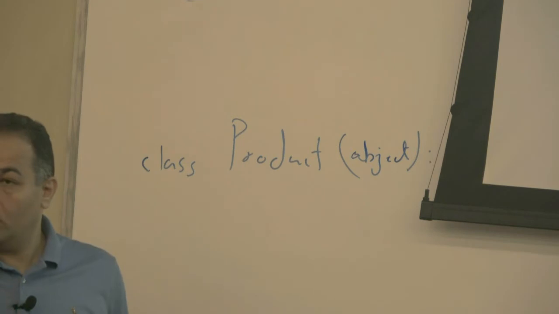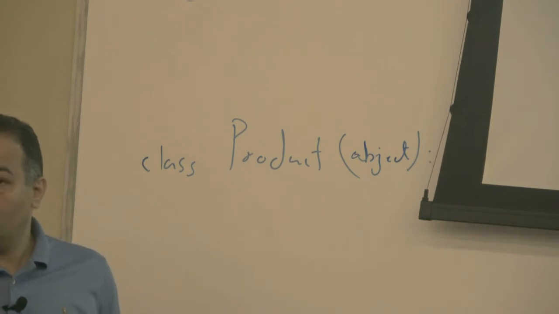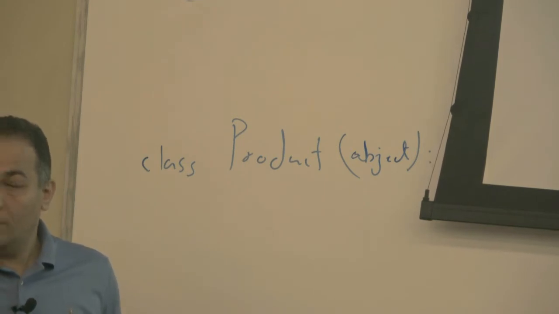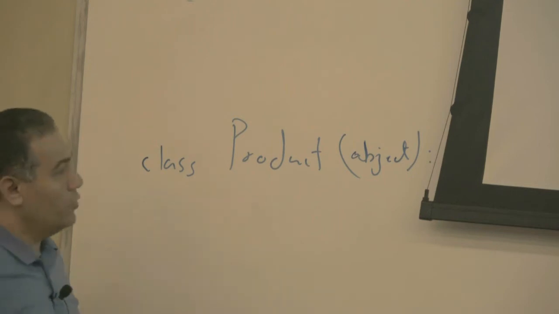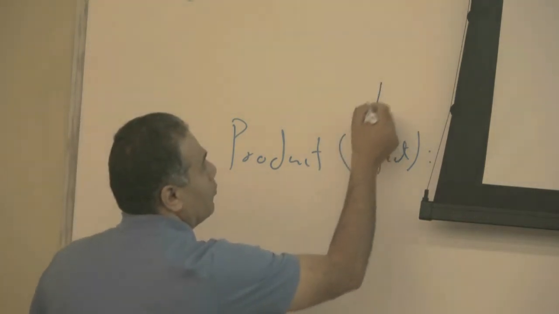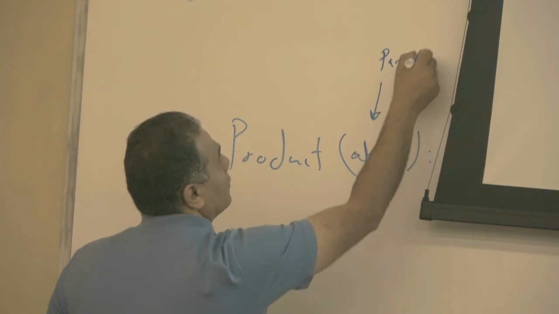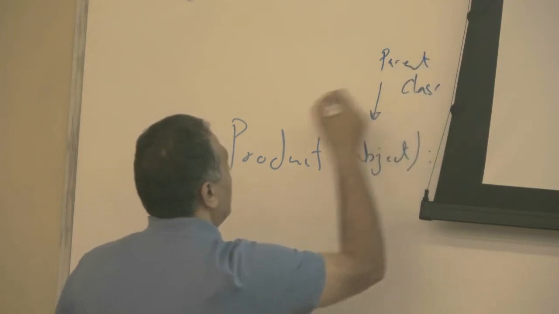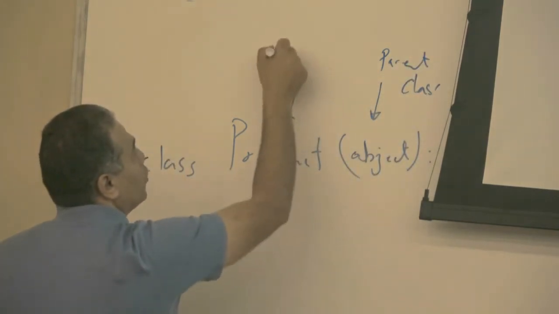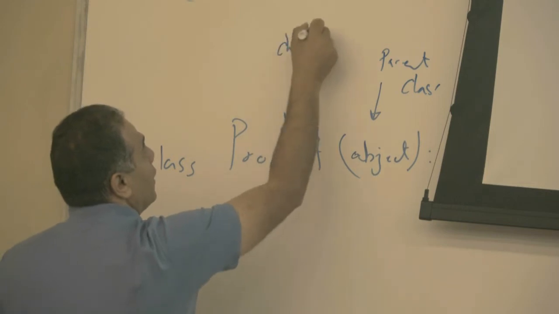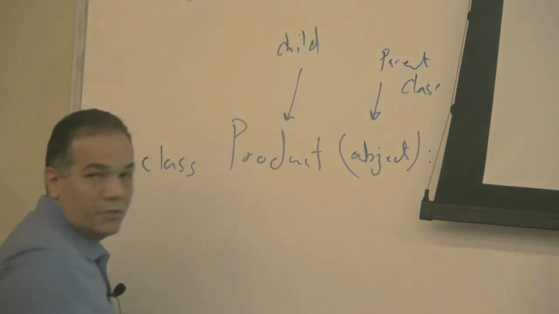Or you could keep it out. It will be understood. All right? So in here we have a product. So what is this? Parent class. And this child class. So this inherited from this.